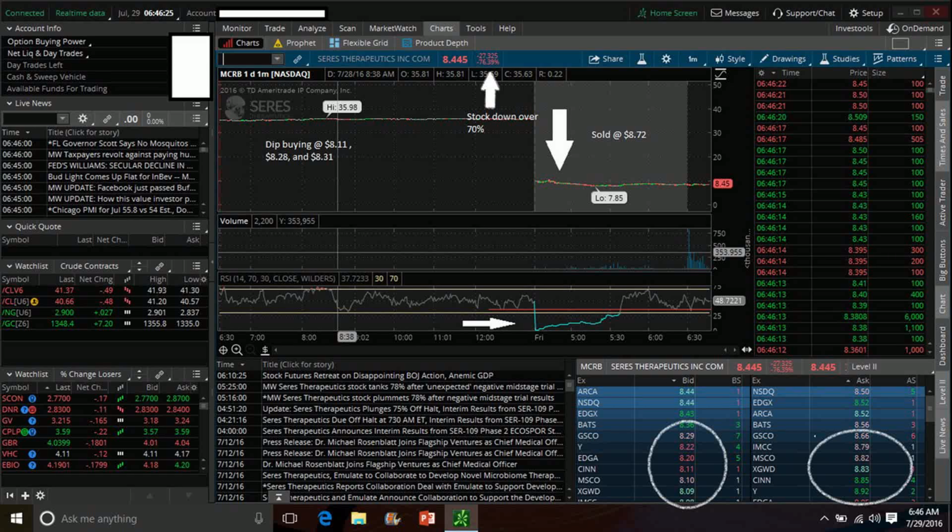So the RSI can change. It doesn't directly follow the stock price. It just measures the buyers and sellers in the stock. It does not measure the price. It's just buyers and sellers.